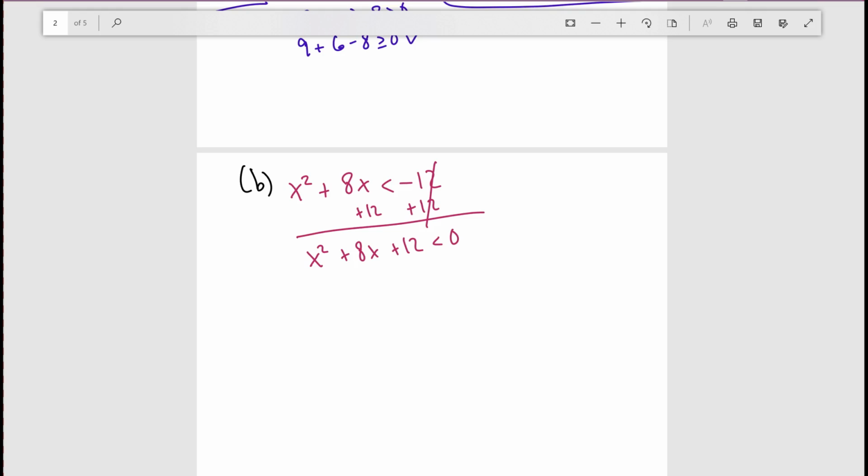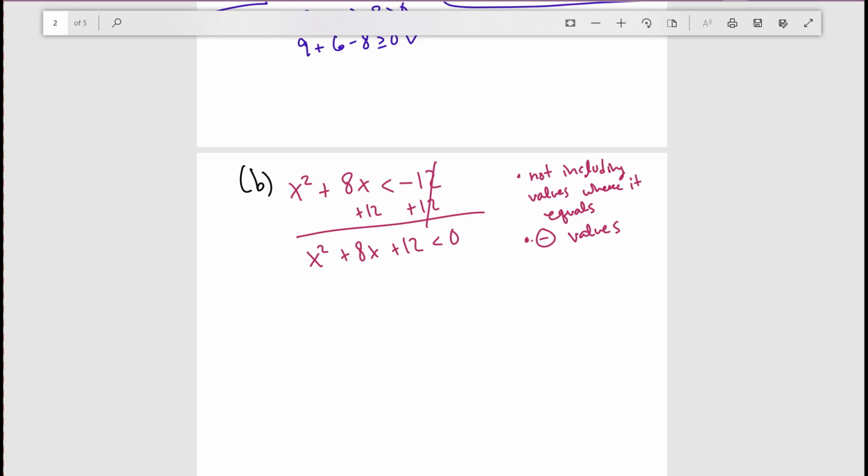Now notice a couple things. A, we are not including values where it equals 0 as before, because in the other one we had an equal sign. This one we don't, so we're not including it. So you're going to have an open circle. And another thing is that now we want negative values because it's less than. So we're only looking at the negative values.